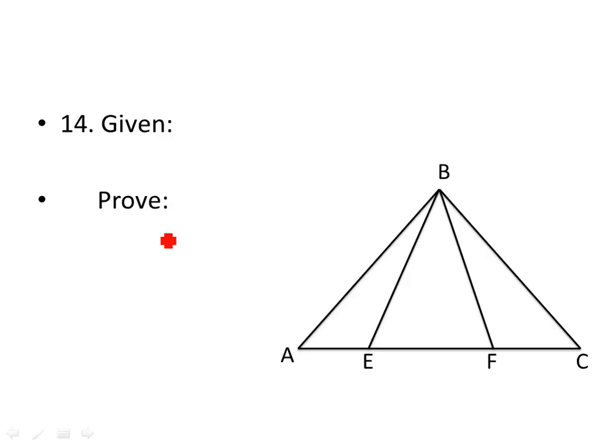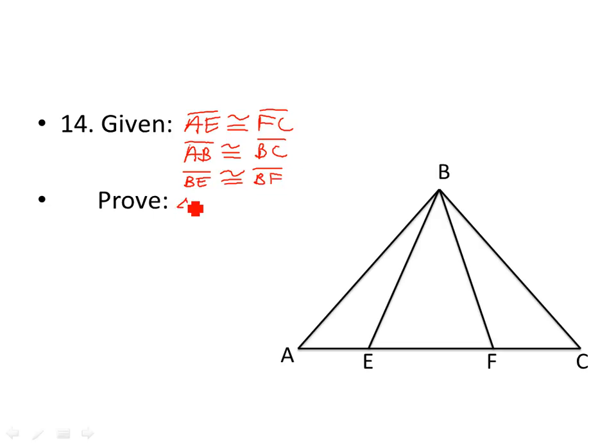Let's see here. Segment AE is congruent to segment FC. Segment AB. This is a good one to write down, so again, I'm not going to force you to write it down, but might be extremely helpful. Segment BE is congruent to segment BF. And we're trying to prove that triangle AFB is congruent to triangle CEB.